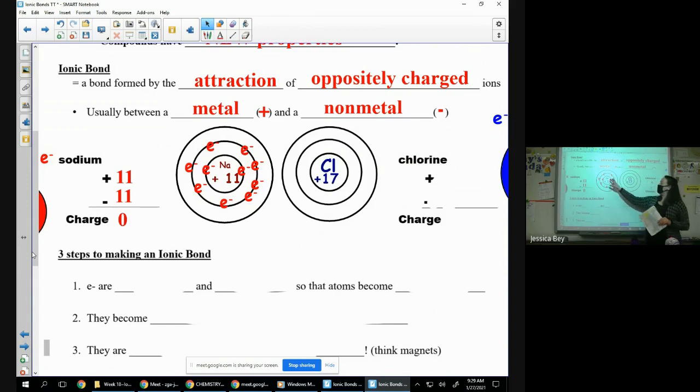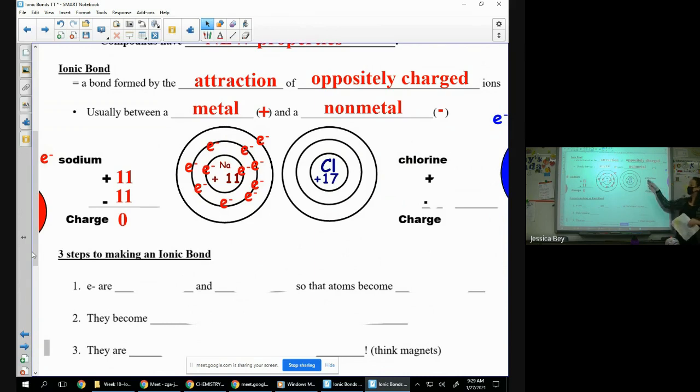Okay, so that gets me 2 and 8 makes 10, but I need 11 electrons. So I'm going to put 1 more electron in the outermost energy level. That is sodium's valence electron. That is what he can bond with. Okay, perfect. Have we all set up sodium?